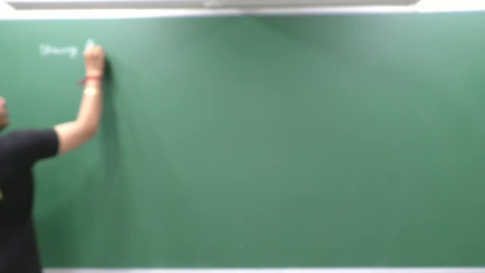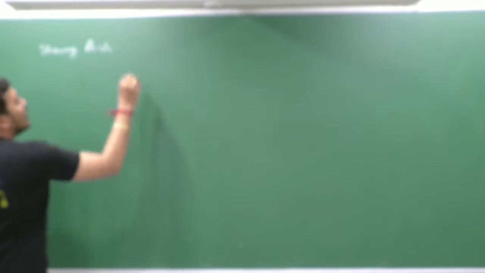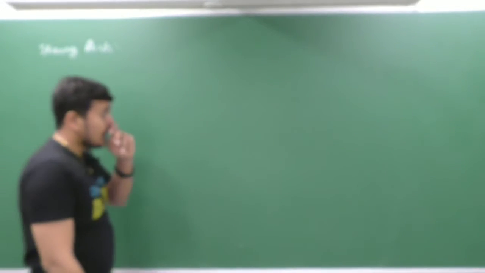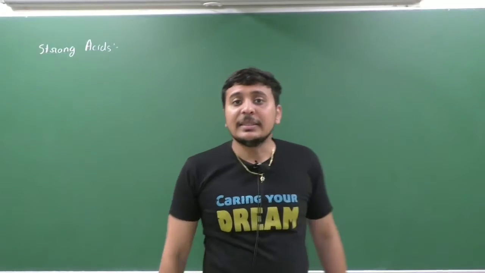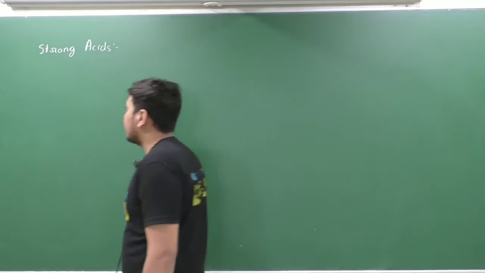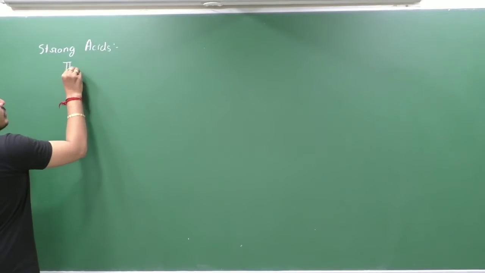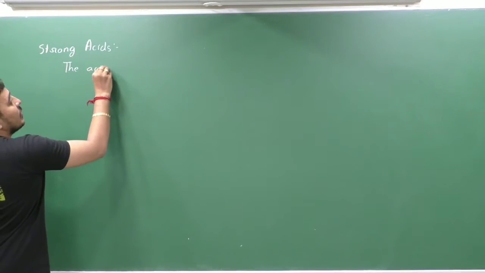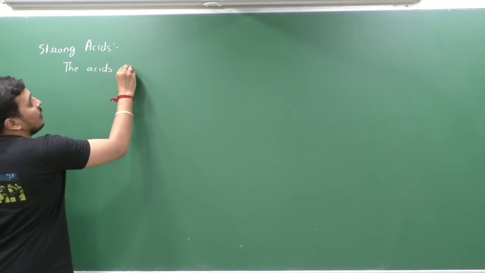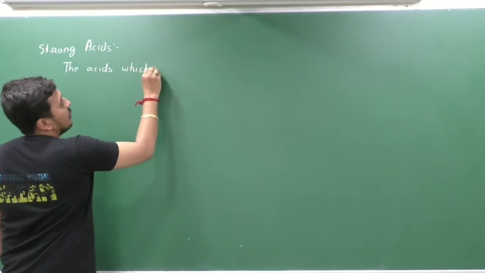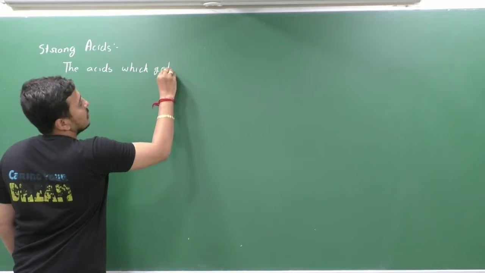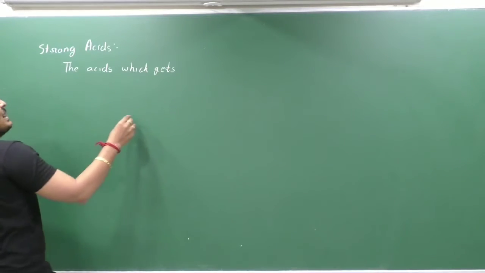There are two different types of acid. We can have strong acid as well as we can have weak acid. So what do we mean by the strong acids? Write down the definition of the strong acids. The acids which get completely dissociate.